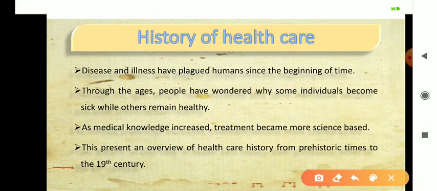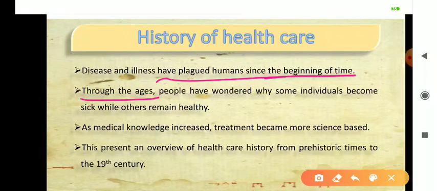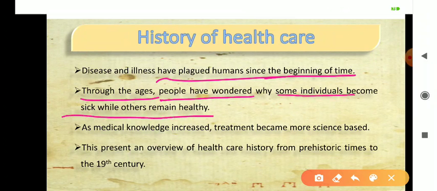Disease and illness have plagued humans since the beginning of time. Plagued means they have harassed people since the beginning of time, when the origin of the human took place. Through the ages, since so many years ago, people have wondered why some individuals become sick while others remain healthy. They were thinking, why is it so?